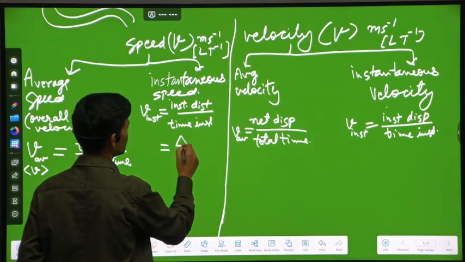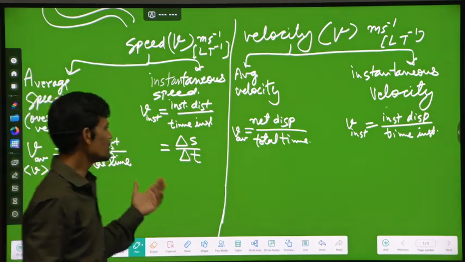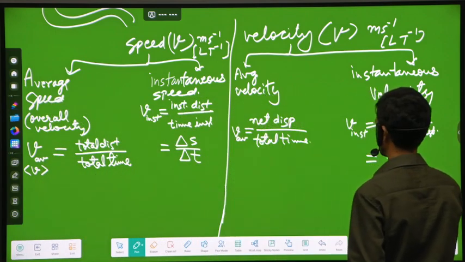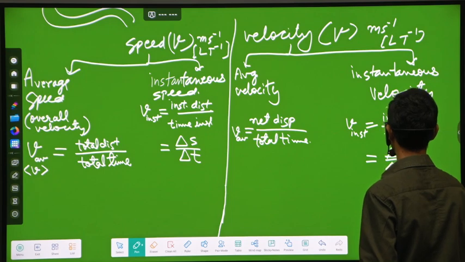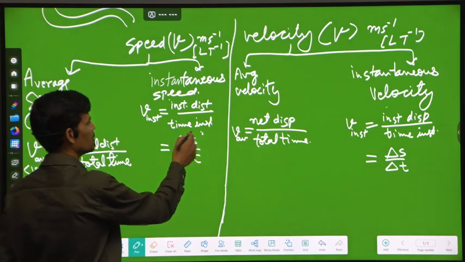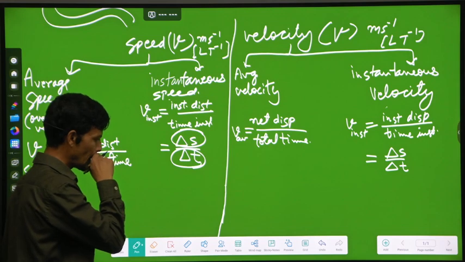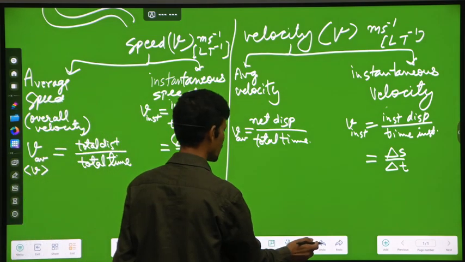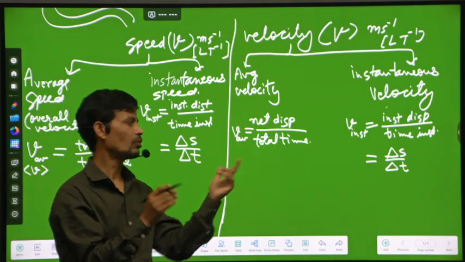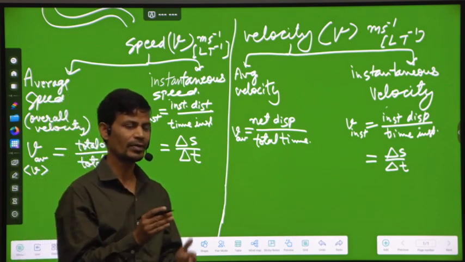Generally we write it like this: delta S by delta T. It looks like change in position, change in displacement upon change in time. Well, it is half true. It is actually a smaller portion of displacement and that smaller portion of the time interval.